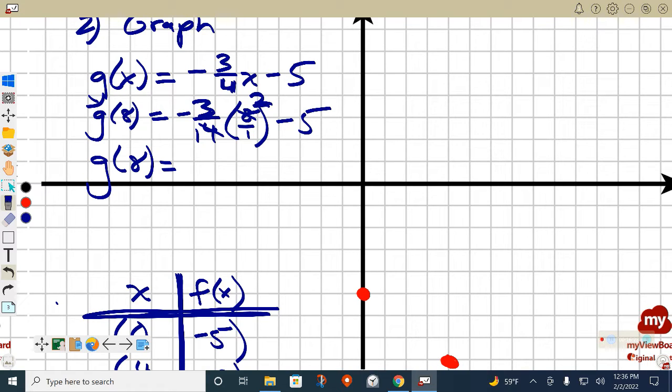Negative 3 times a positive 2. Help. What's negative 3 times a positive 2? Anybody? Positive or negative? The signs are different. So I got a negative 6 minus 5. So G at 8, negative 6 minus 5 is negative 6 plus negative 5. That's going to be negative 11.